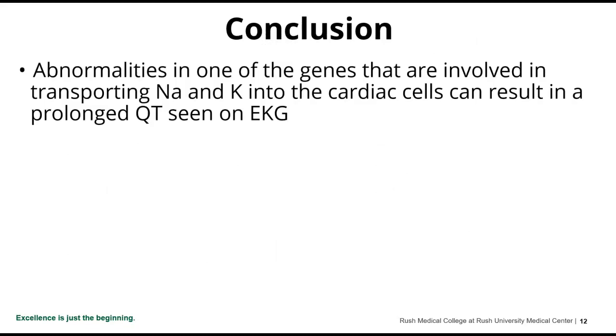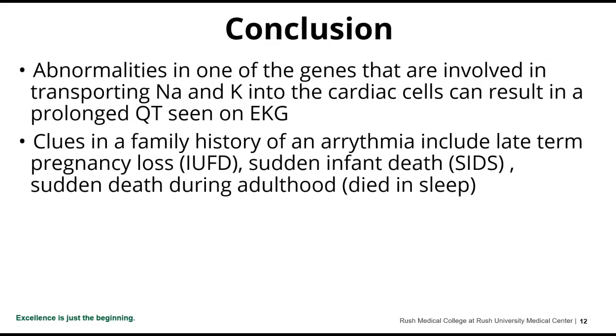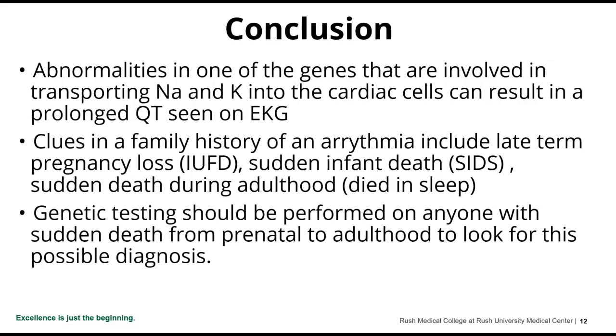So abnormalities in one of these genes that are involved in the transport of sodium and potassium in the cardiac cells can result in long QT on EKG. Clues in the family history of an inherited arrhythmia include late-term pregnancy losses, where the baby's heart stopped beating in utero, sudden infant death, and sudden death during adulthood, including, again, single car accidents, drowning, and just dying in their sleep. Genetic testing should be performed on anyone with a sudden death, from prenatal to adulthood, looking for this possible diagnosis.